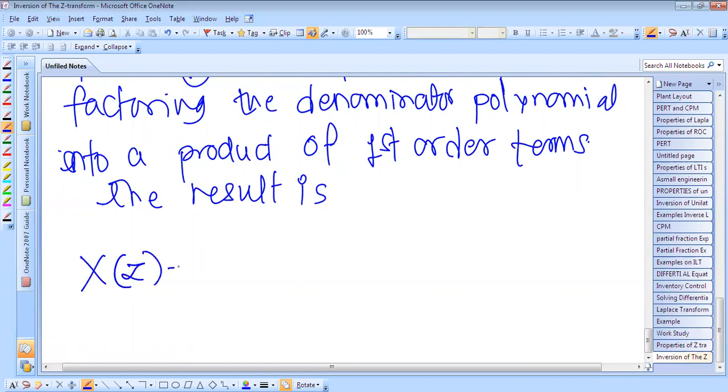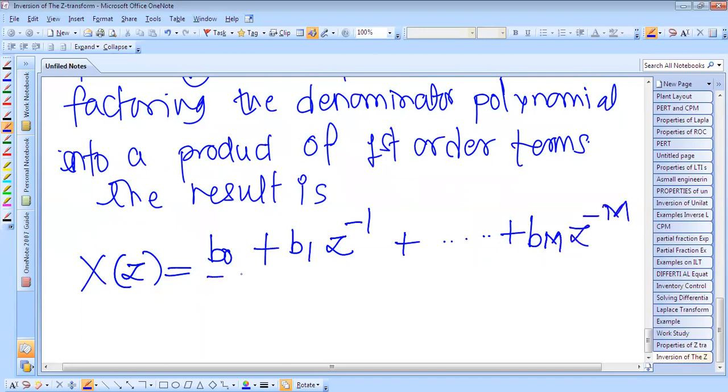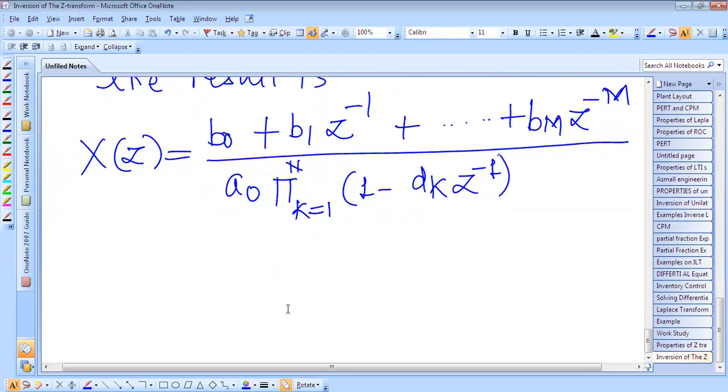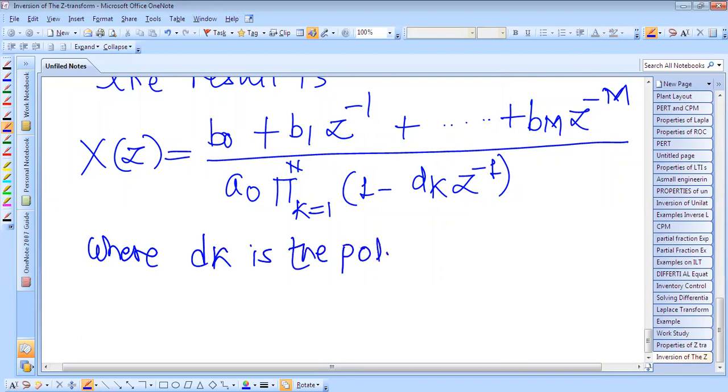X(z) is equal to b0 plus b1 z raised to power minus 1 plus up to bm z raised to power minus m, divided by a0 into the product over k equal to 1 to n of 1 minus dk into z raised to power minus 1, where these dk are the poles of X(z).